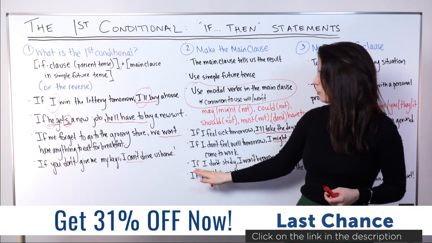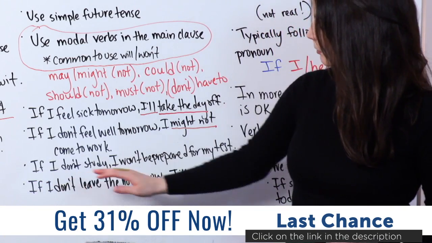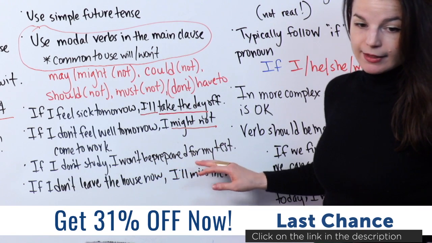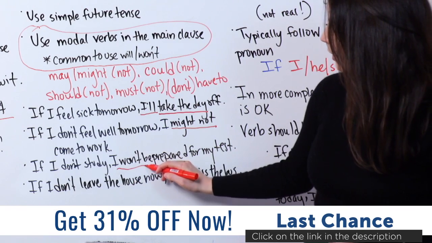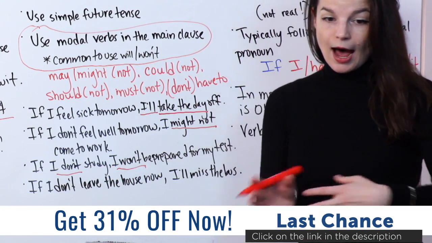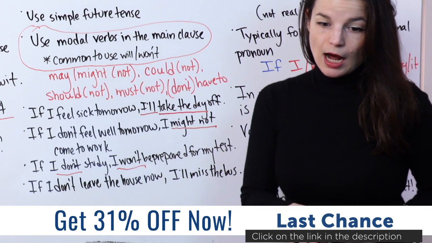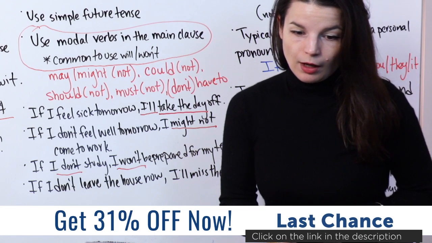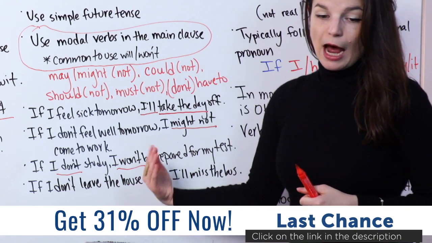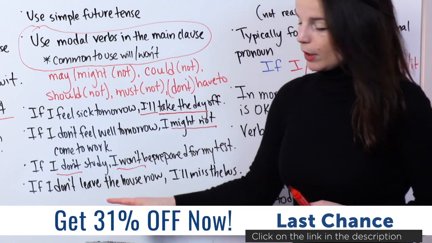Okay, 2 more examples are, if I don't study, I won't be prepared for my test. So here I've used a negative here, and this is also a negative. If I don't study, I won't be prepared. Thiago, nice one. If I don't study English today, I might not remember this lesson. Perfect, very nice one.